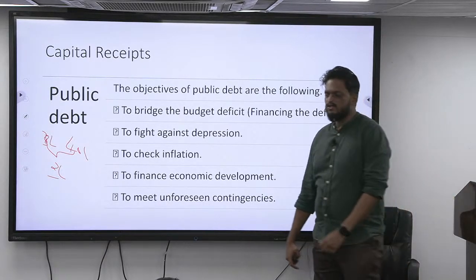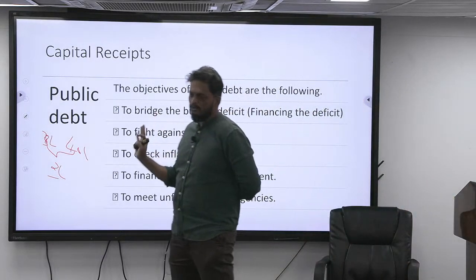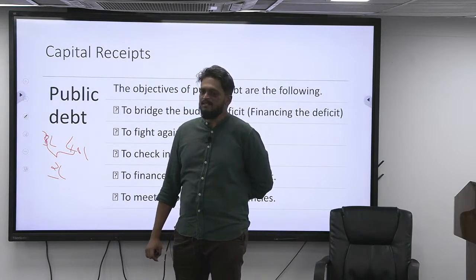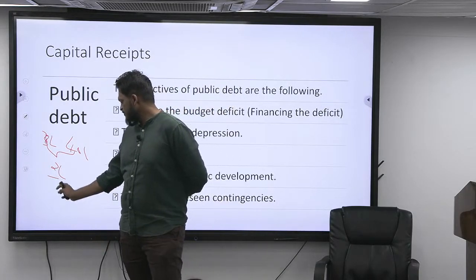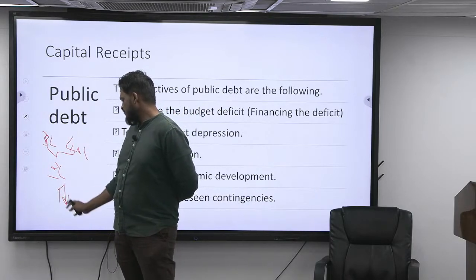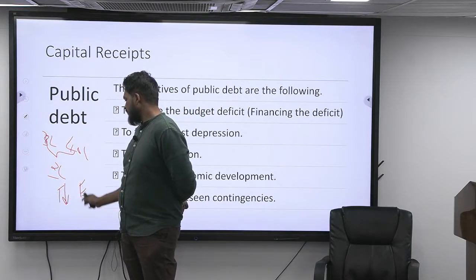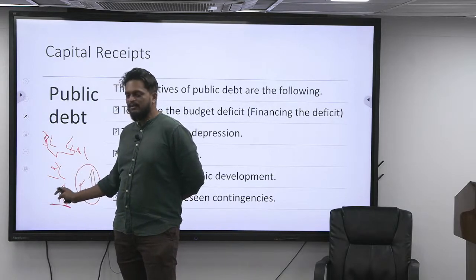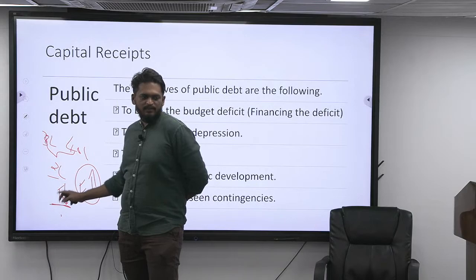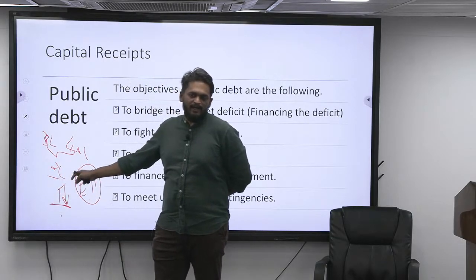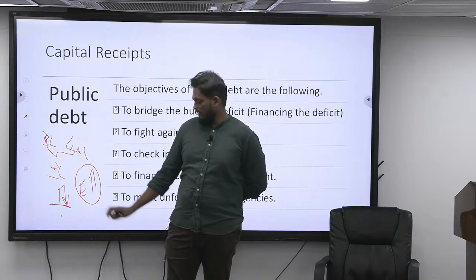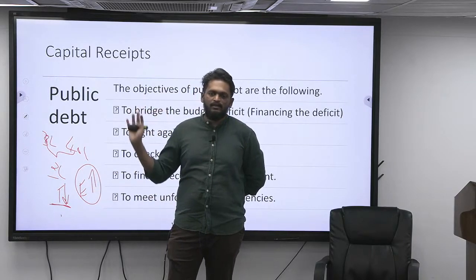If fiscal policy has to work, what type of policy do they have to follow? Expansionary fiscal policy. To follow expansionary fiscal policy, what should they do to tax? Reduce tax. What should they do to expenditure? Increase expenditure. But how can they increase expenditure without increasing tax? They have to reduce tax. That means there is a gap between the two. They have to spend extra money now, and they cannot tax people. The only option left is taking a loan.